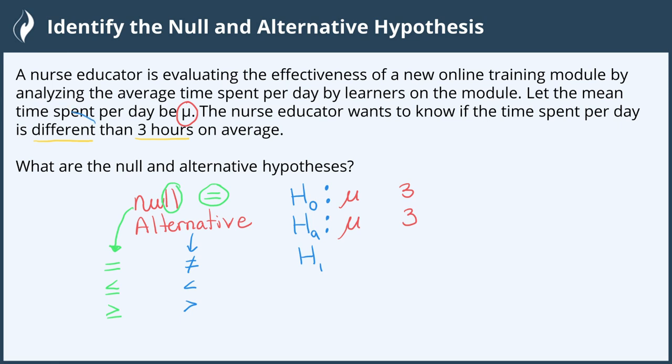However, this different means that it's not the same. So our alternative is not equal to 3. This implies that the original claim is that it is 3 hours. We've now identified the null and alternative hypotheses, and we're all done.